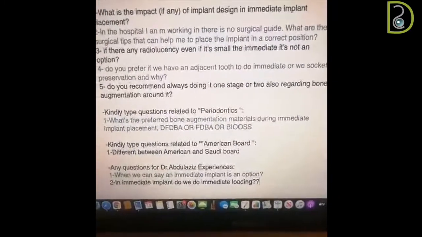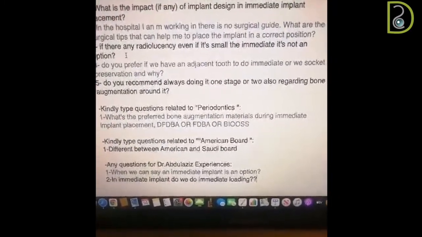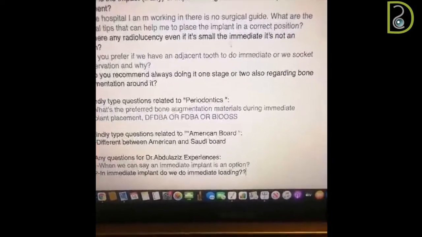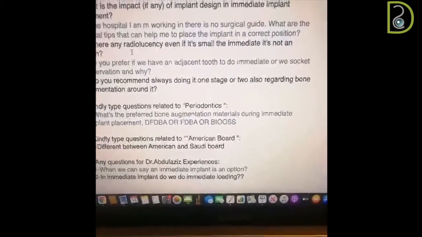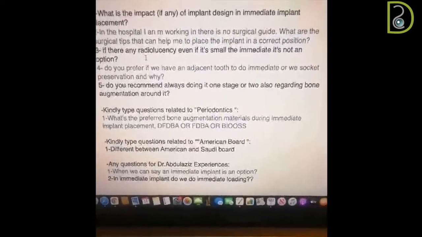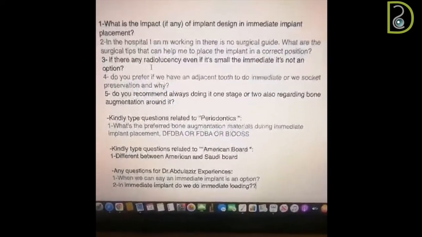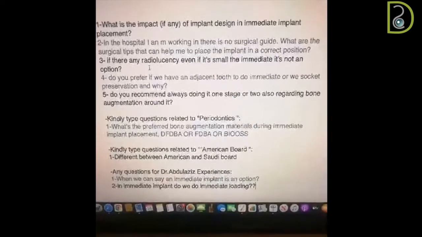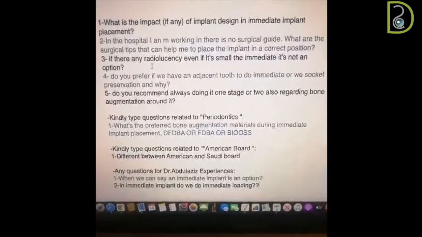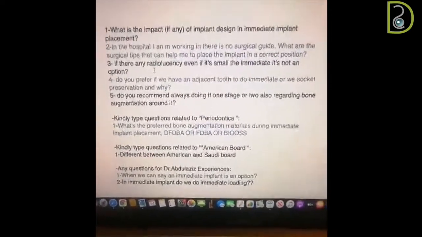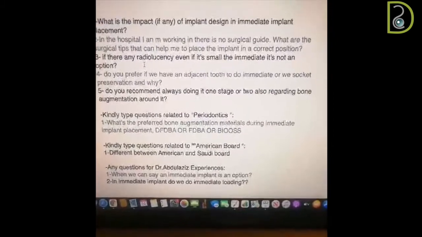So going to the third question, if there is any radiolucency, even if it's small, the immediate is not an option. I believe I showed you a couple of cases today where there was a periapical lesion, and there are different studies that support that, but just make sure there is no acute infection in the site, there is no suppuration or pain in that area.